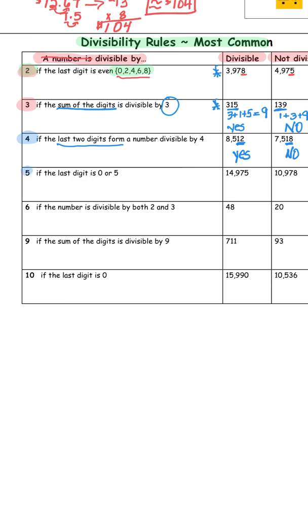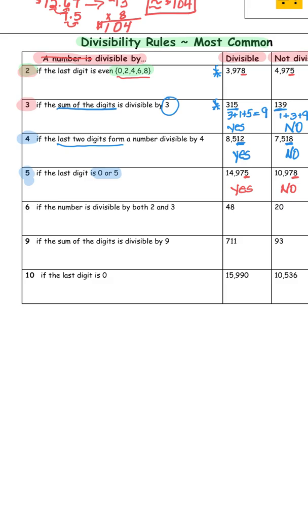Let's look at the next one. If the last digit is 0 or 5, then that number is divisible by 5. So a number is divisible by 5 if the last digit is a 0 or a 5. So let's take a look. 14,975, it ends in a 5. Therefore, is that number divisible by 5? The answer is yes, it is. And you can always check it with your calculator. Look at the next one, 10,978. That number ends in 8. According to the divisibility rules, will that number be divisible by 5? The answer is no.